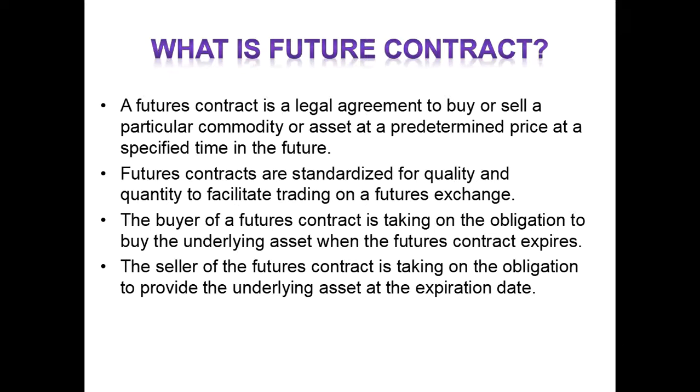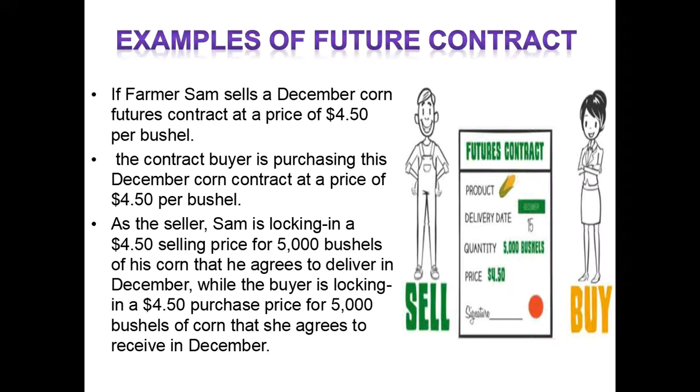Futures contracts are standardized for quality and quantity to facilitate trading on a futures exchange. The buyer of a futures contract is taking on the obligation to buy the underlying asset when the futures contract expires. The seller of the futures contract is taking on the obligation to provide the underlying asset at the expiration date. So let's look at an example of this futures contract.